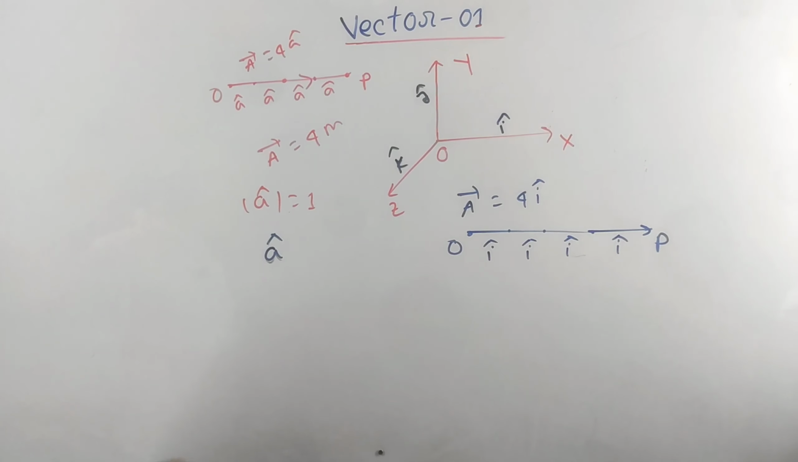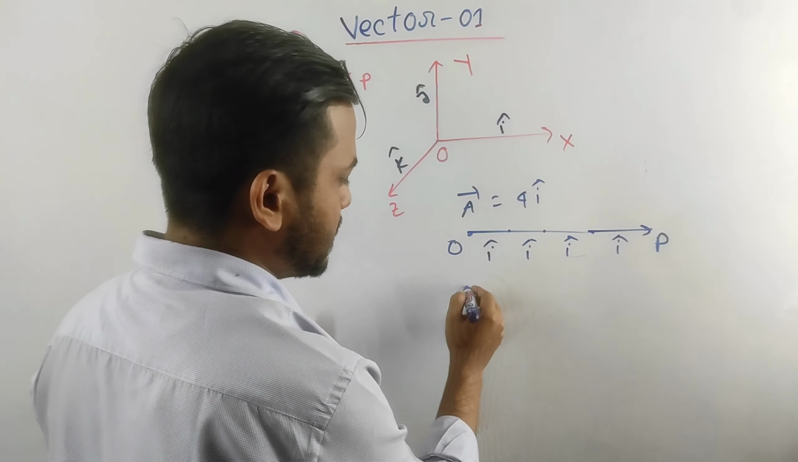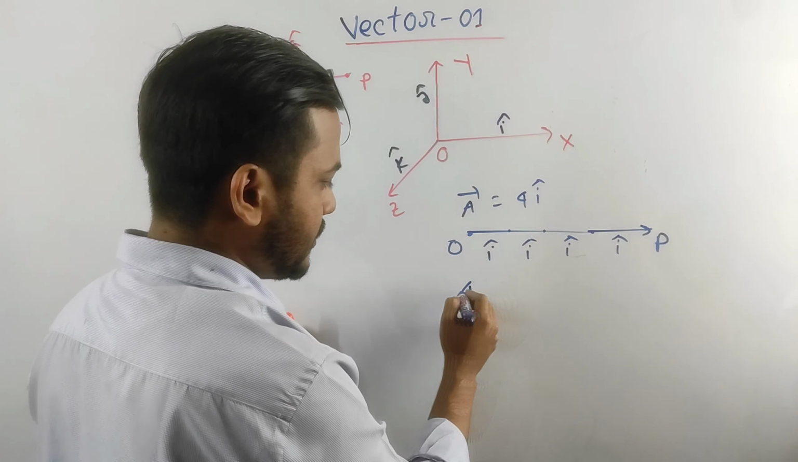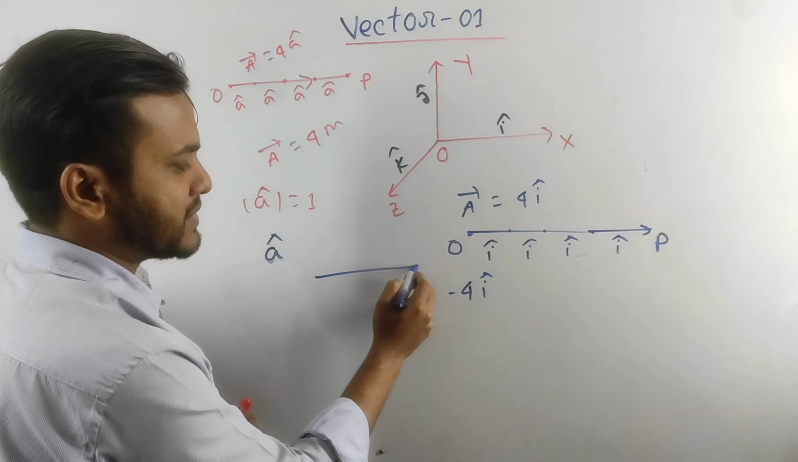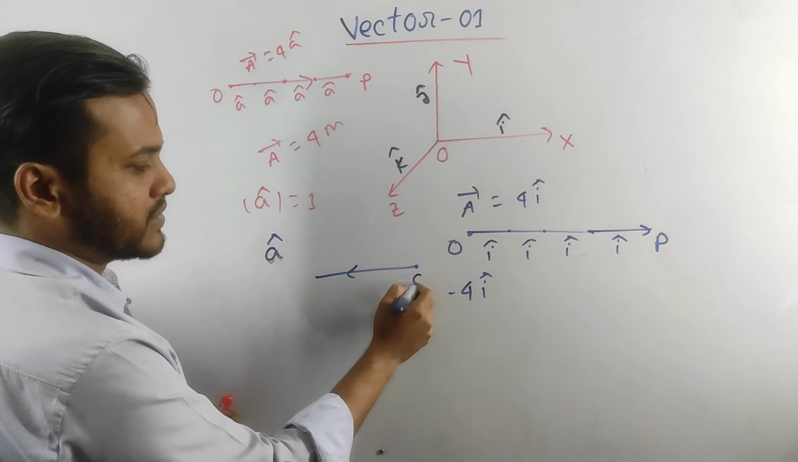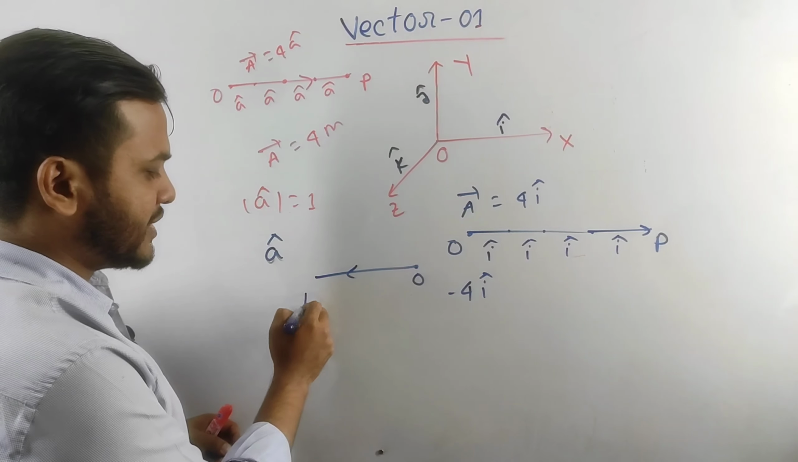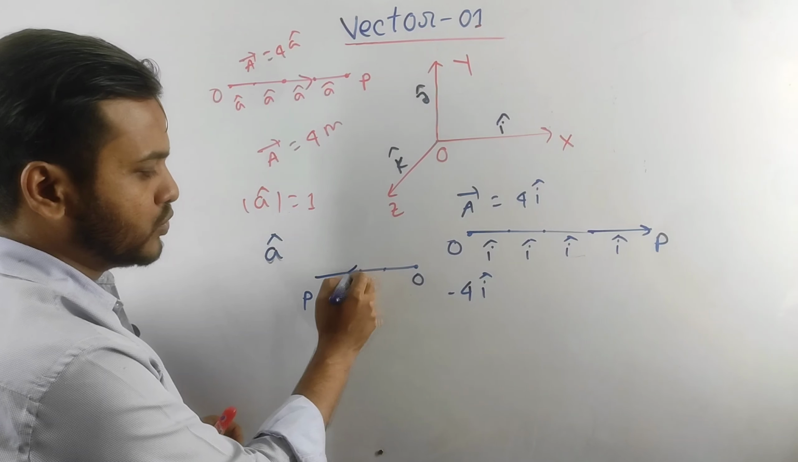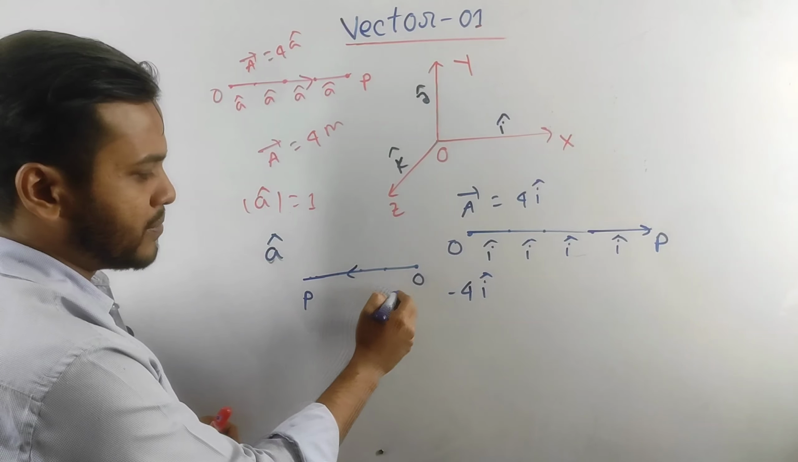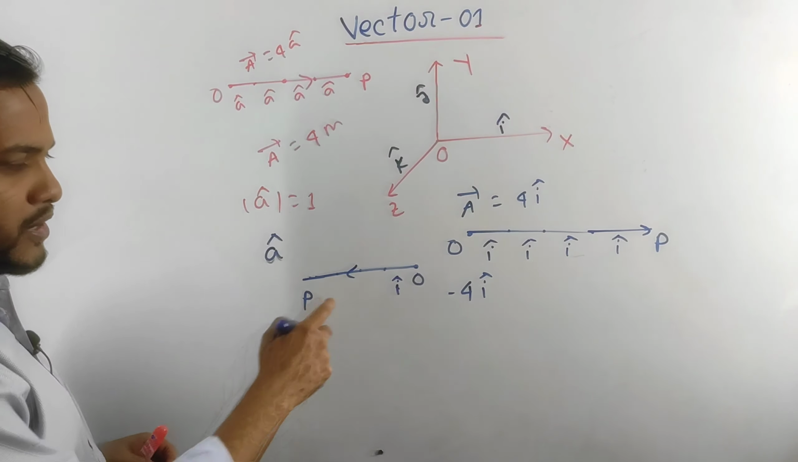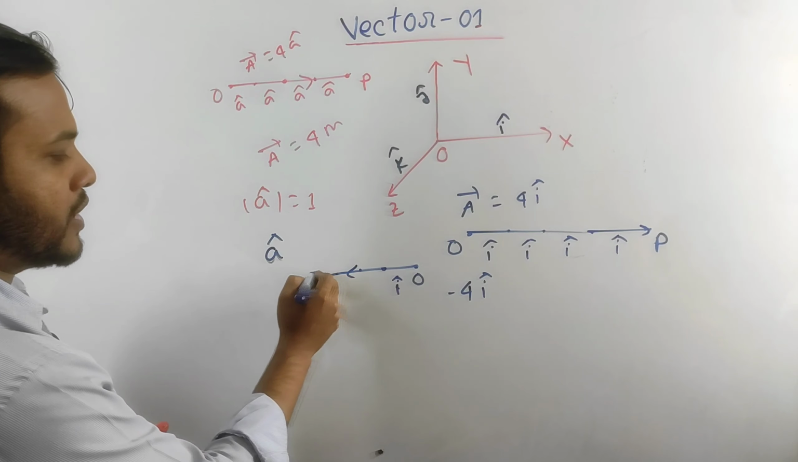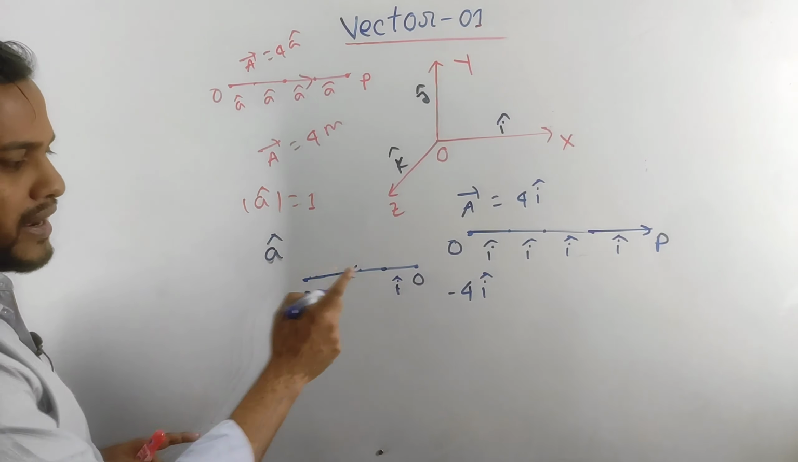Okay, now if you say your displacement is minus 4 i cap, then your direction will be towards the negative x axis. This is the origin and this is the final point. There are 1, 2, 3, 4 parts, and every part is i cap. Every part's value is 1. That is why we are using minus 4 i cap.